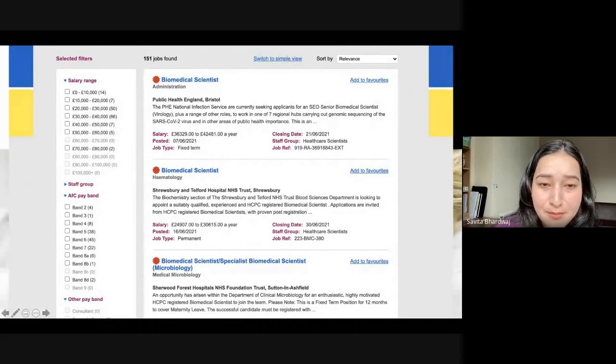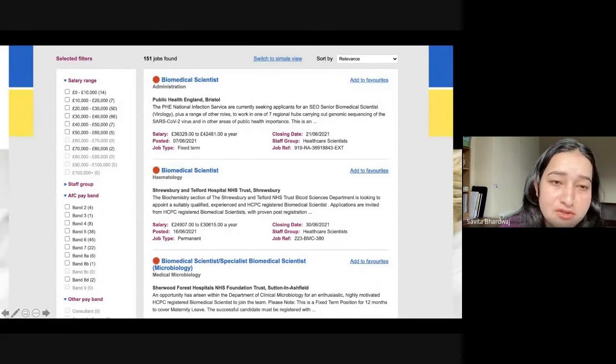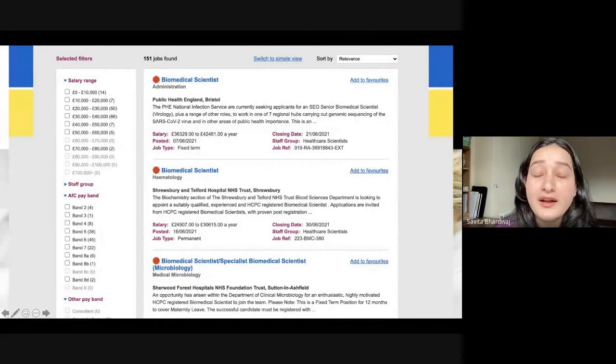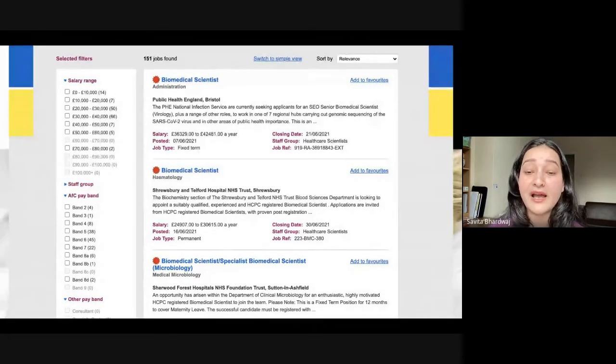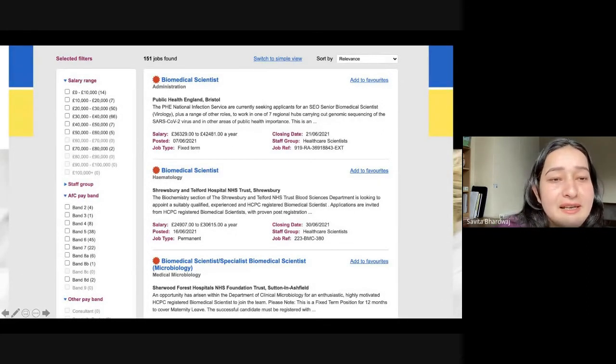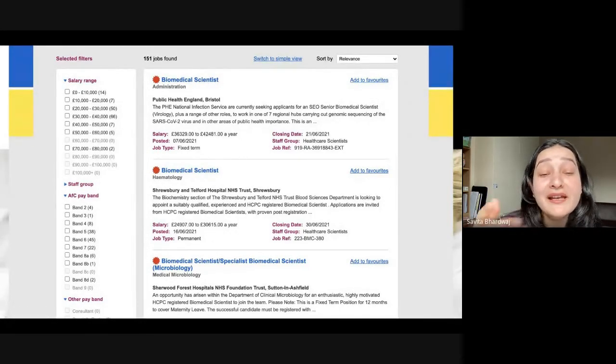I'll take the example of this medical microbiology. Here you can see the salary ranges: 10 to 20,000, 20,000 to 30,000, 30,000 to 40,000. As you are a fresher, not an experienced person, and I'll take the example of a fresher student, you should select the 20 to 30 range. Here you can see the numbers 50 and 66, the maximum. See how many vacancies have come out. You can see 50, 60 every time.